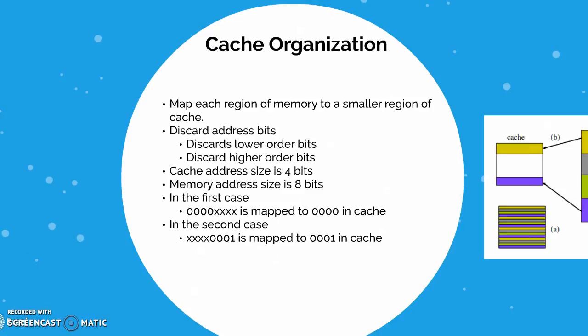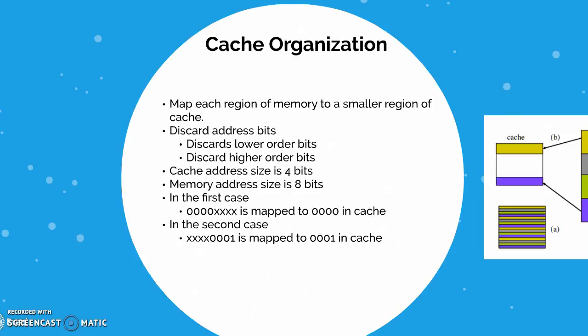The cache is organized by mapping each region of memory to a smaller region of the cache. Discard address bits by discarding the lower bits or the higher order bits. The cache size is 4 bits. Memory address size is 8 bits.